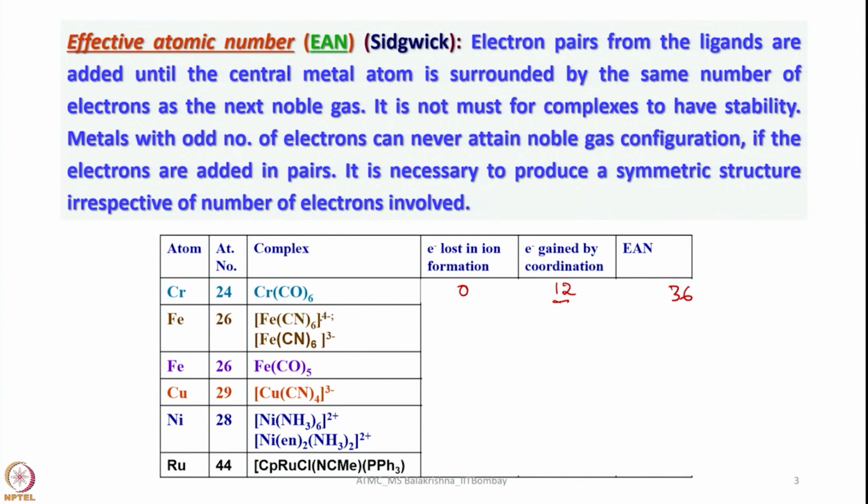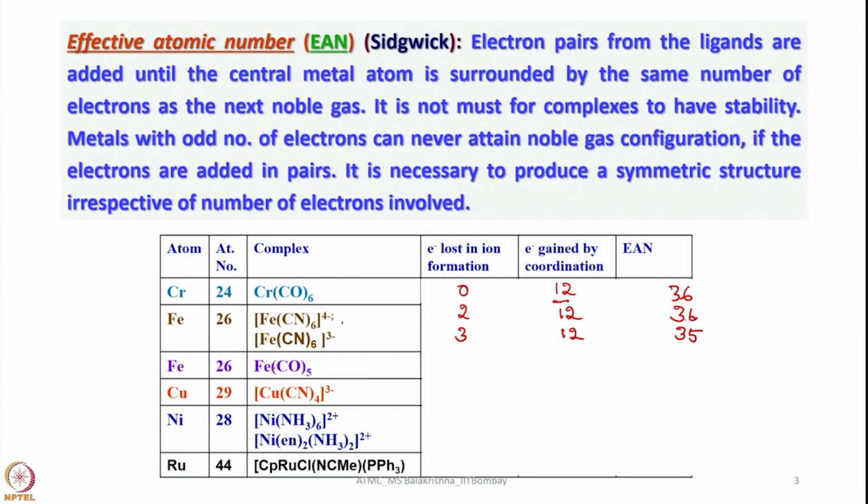Similarly, if you take iron, the first one here, iron is in the +2 state, so 2 electrons are lost. We will be left with 24 electrons, and then 6 cyanides are giving 12 electrons, so this is also 36. Now, if you take this one, electrons lost are 3 here. So, we will be left with 25, and now 12 electrons are coming, so it would be 35, 1 electron less than the next inert gas atomic number.